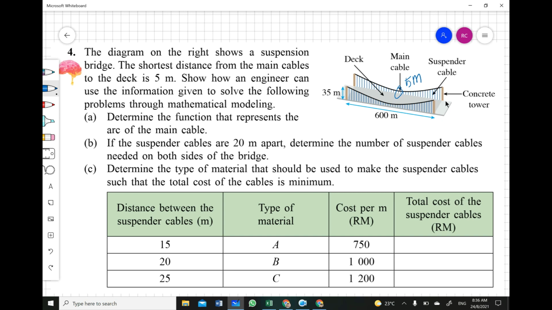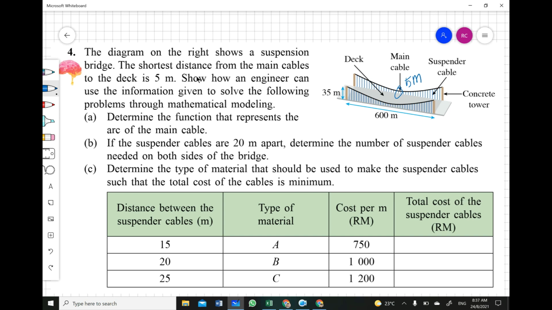Now, this part is the concrete tower. All of this, they call it the suspender cable, including the main cable over here. We don't know how many suspender cables there are. The height of the concrete tower here is 35 meters. The length of the bridge, from the concrete tower to the other end here, is 600 meters.